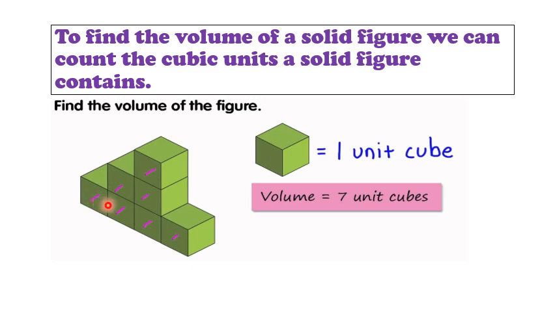1, 2, 3, 4, 5, 6, 7. So this solid figure contains 7 cubic units. So I can write here the volume equals 7 unit cubes or 7 cubic units.